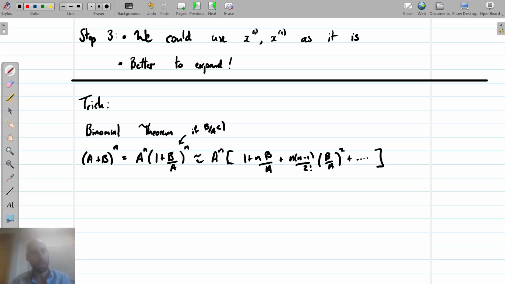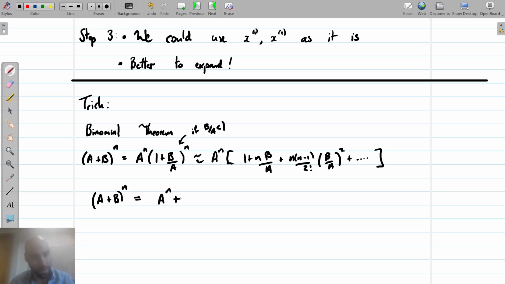So what you can do is, if you've got an equation like 1 plus b over a to the n, you can expand it like this. And here's my factor of a to the n. So the main thing I'm getting at here is to know this equation. So a plus b to the n is, well, let's just use the equal sign. Let's not use the approximate sign.